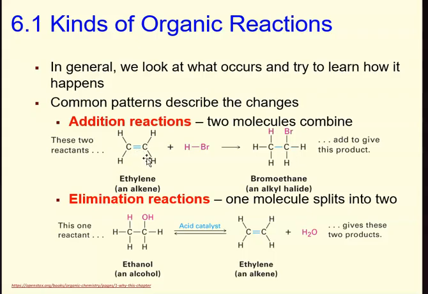So for example, here we see ethylene reacting with HBr, and the double bond has opened up where the hydrogen and the bromine have added on to the pi bond. This is an example of an addition reaction.